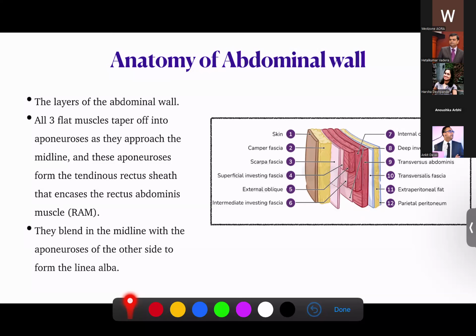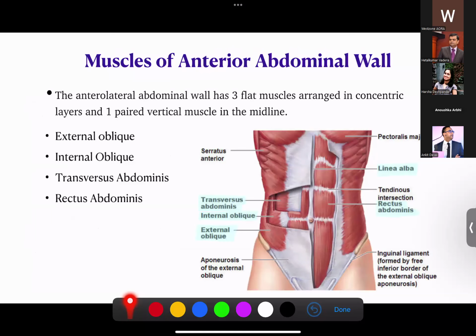All the flat muscles taper into the aponeurosis as they approach the midline, and they blend in the midline to form linea alba. The major three flat muscles of the anterolateral abdominal wall are external oblique, internal oblique, and the transversus abdominis. And there is one paired muscle in the midline, that is the rectus abdominis.